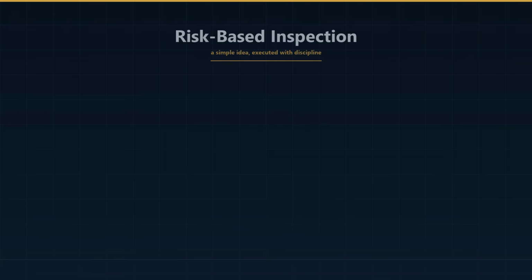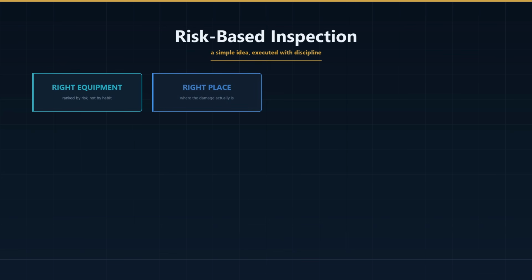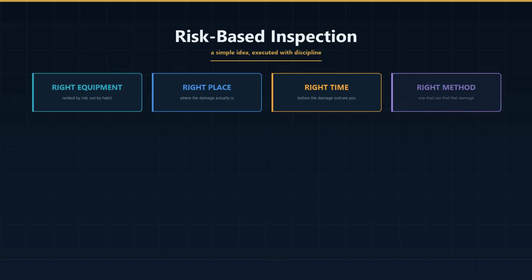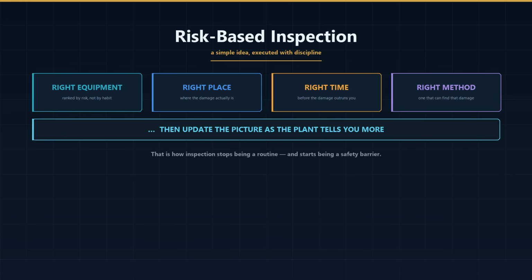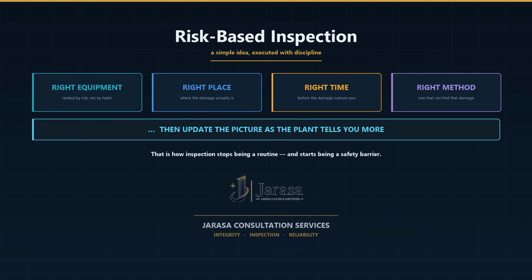Risk-based inspection is a simple idea, executed with discipline. Understand what can degrade. Judge how likely it is, and what it would cost. Rank it honestly. Then inspect the right equipment, in the right place, at the right time, with a method that can actually find the damage, and update the picture as the plant tells you more. That is how inspection stops being a routine, and starts being a safety barrier.